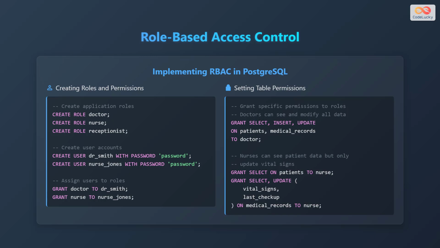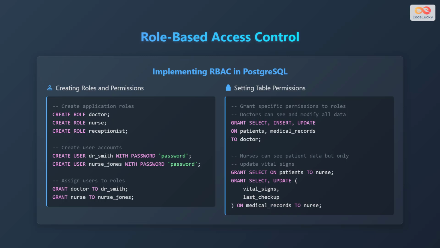Now let's explore role-based access control. Here's how to implement it in PostgreSQL. First, we'll create application roles for doctor, nurse, and receptionist. Then we'll create user accounts, for example, for Dr. Smith and Nurse Jones. Finally, we'll assign the users to the roles. Dr. Smith is assigned to the doctor role, and Nurse Jones is assigned to the nurse role.